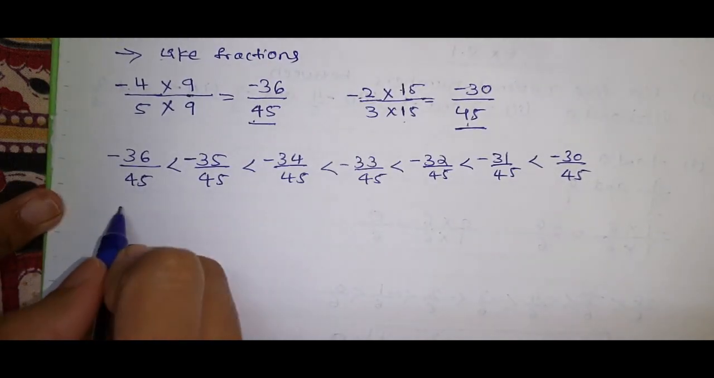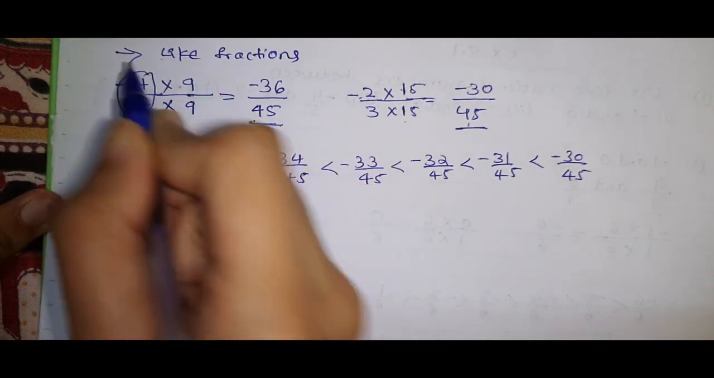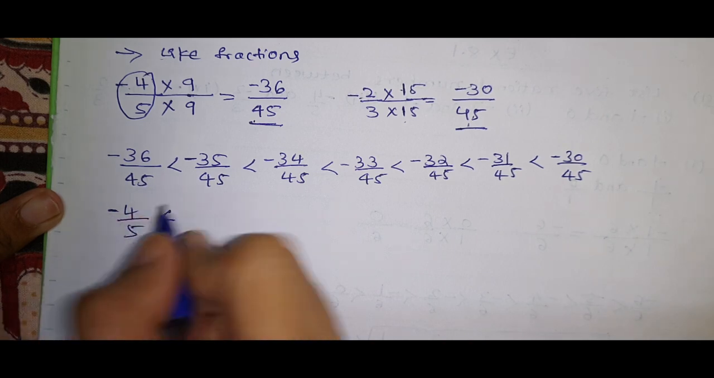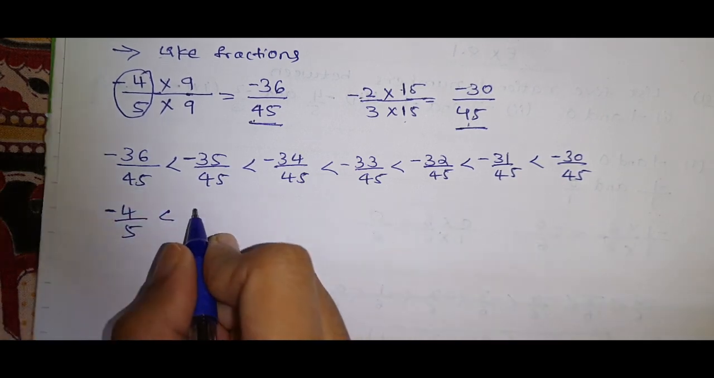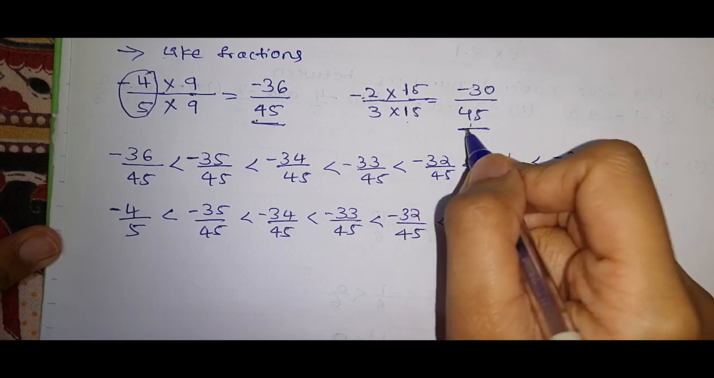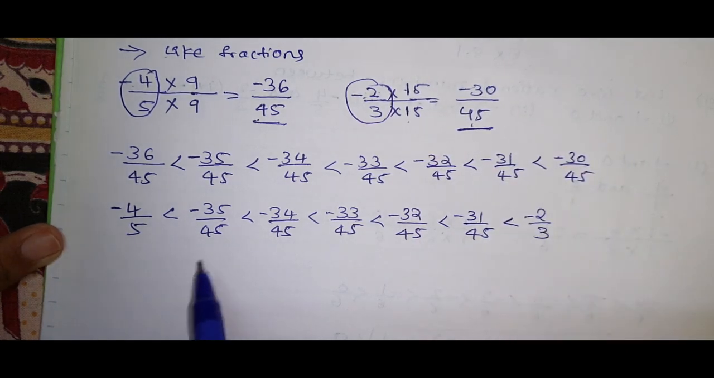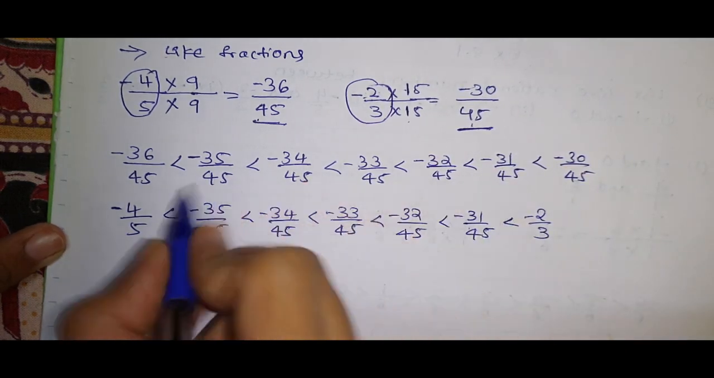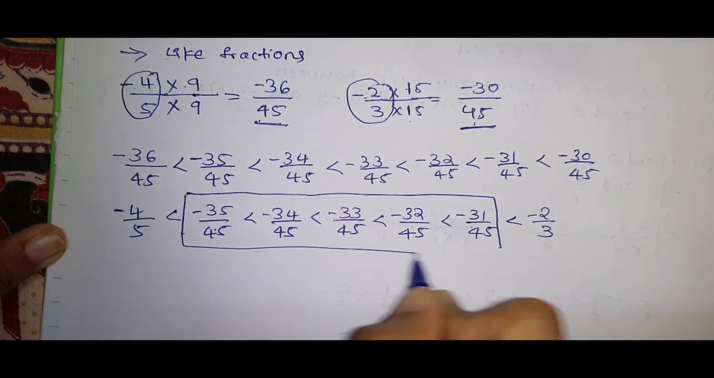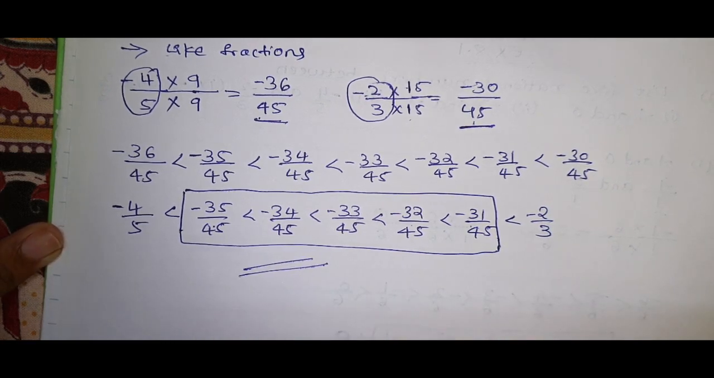Now, minus 36 divided by 45 is nothing but minus 4 divided by 5. Right? Now let me write these numbers as they are. Minus 30 divided by 45 is nothing but minus 2 divided by 3. Now we got 1, 2, 3, 4, 5. Now we got 5 rational numbers between minus 4 divided by 5 and minus 2 divided by 3. So this is the final answer.